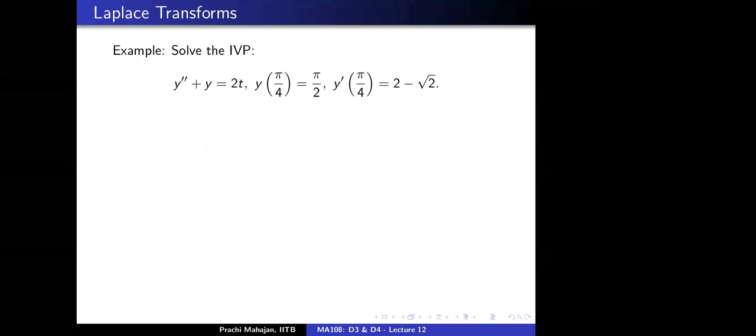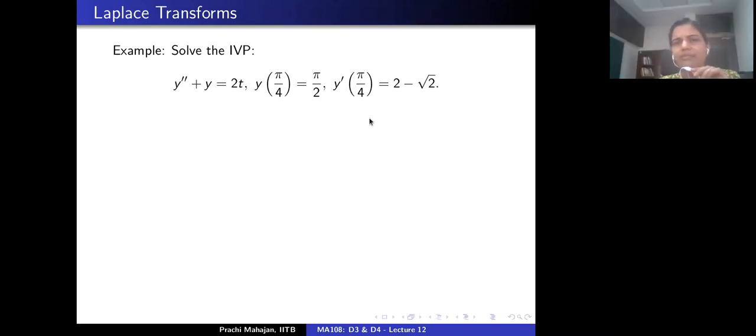So let's solve some more examples. Here I have an initial value problem where the homogeneous part has constant coefficients. You have a non-homogeneous function, the forcing function, which is a nice polynomial, but the initial conditions are not available at 0, but at some other point. Can we still use the method of Laplace transform to solve this question?